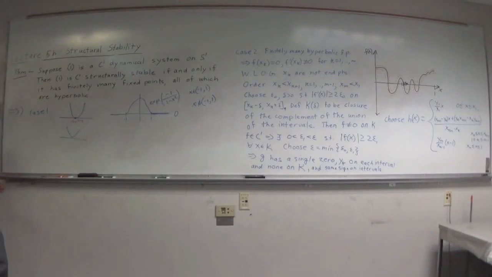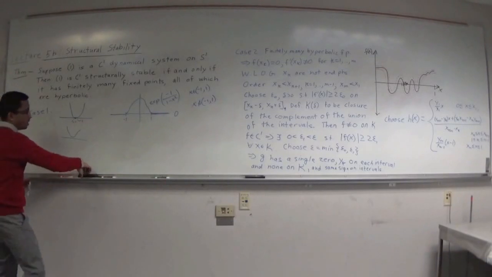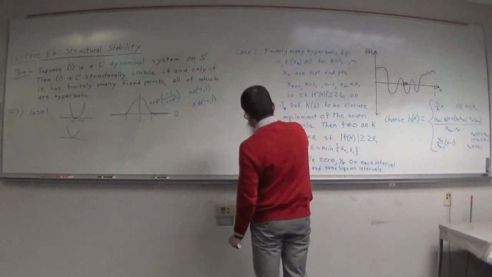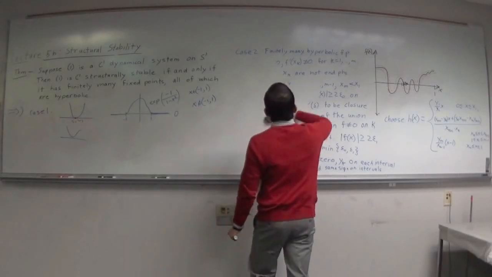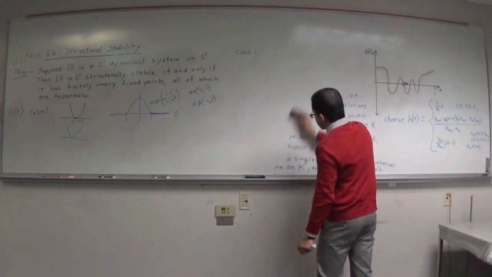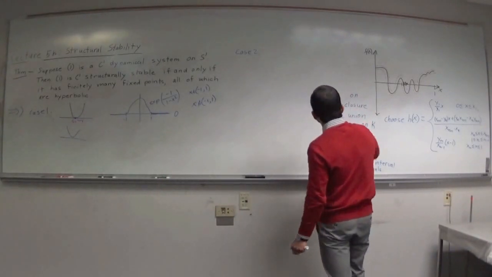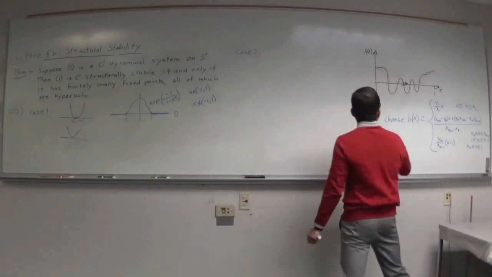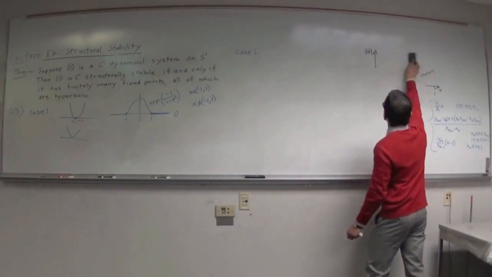So that's the first case, to prove that if we have a hyperbolic fixed point, so here we have one hyperbolic fixed point. So if we have a hyperbolic fixed point of that kind, then we can remove it just by using a bump function.